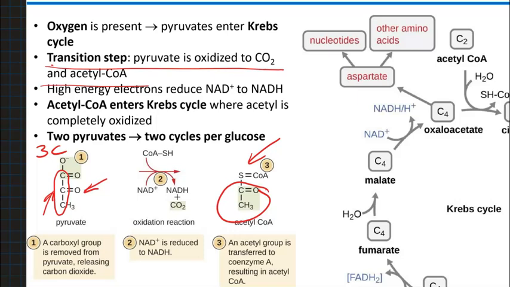So if you look at the acetyl part, how many carbons does it have? So we went from 3 carbons to 2 carbons. That missing carbon, where did it go? Carbon dioxide, yes. And this oxidation, this decarboxylation of pyruvate, also generated a molecule of NADH for you. Okay, so now you have this acetyl-CoA with 2 carbons.